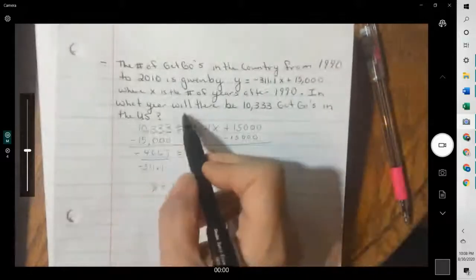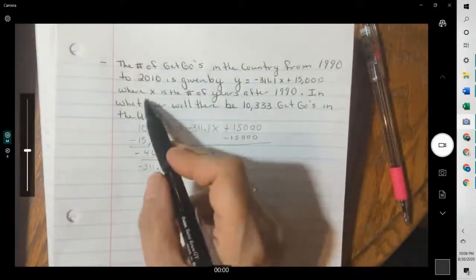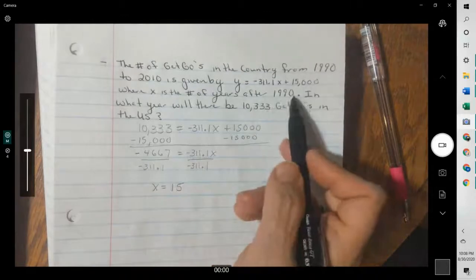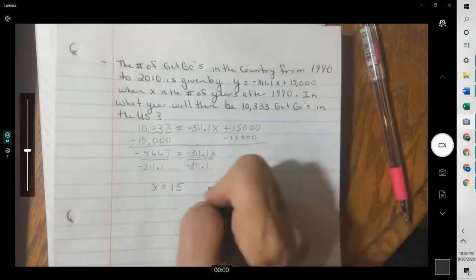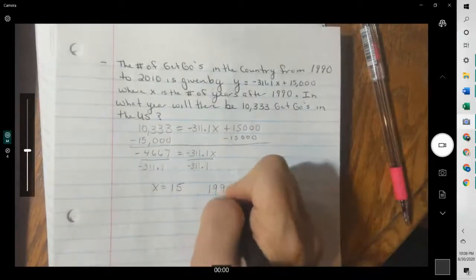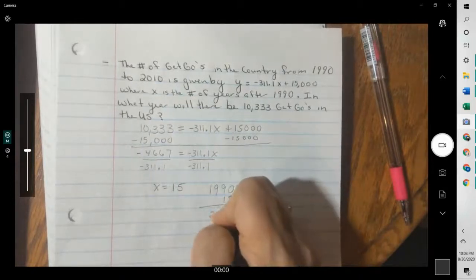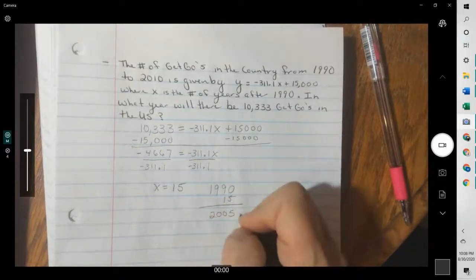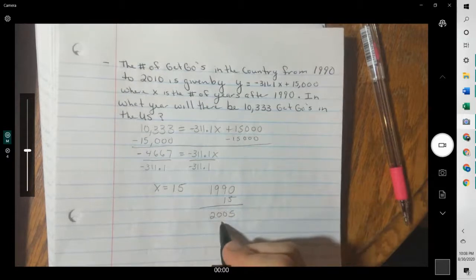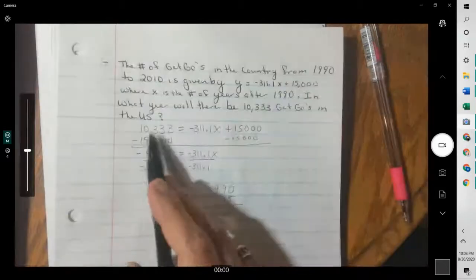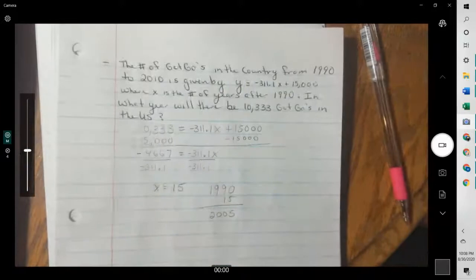And we want to know in what year. Go back now, look at X. X is the number of years after 1990. So we take 1990 and we add the 15, and we get 2005. So in the year 2005, there will be 10,333 get-goes.